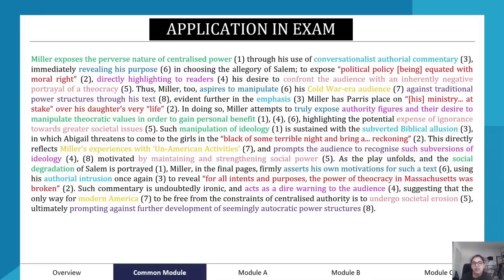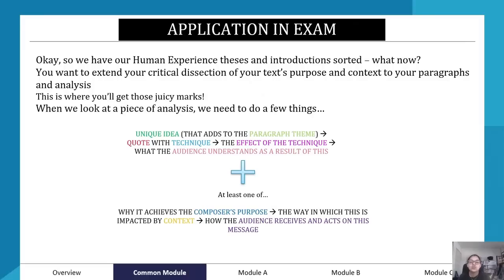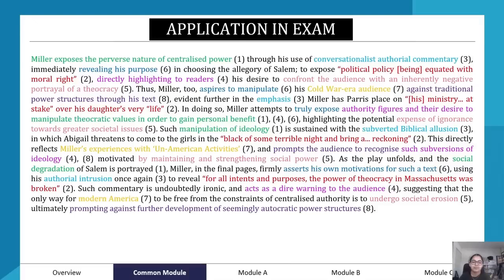That's really important, and they're not just one word quotes, because you can't discuss much, you can't elaborate much with one word quotes. So make sure you've got plenty of quotes, and when you've got the quotes, you need to talk about the effect in detail as well. And then finally, remember audience impact, and you can move and switch around between what audience understands as a result, and then how they received and act on the message.